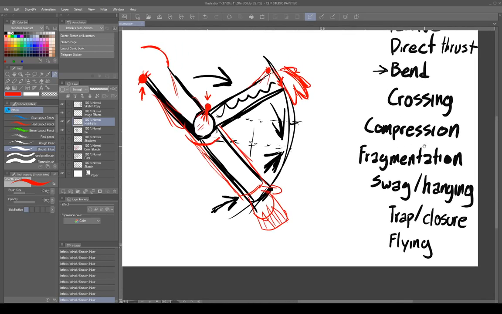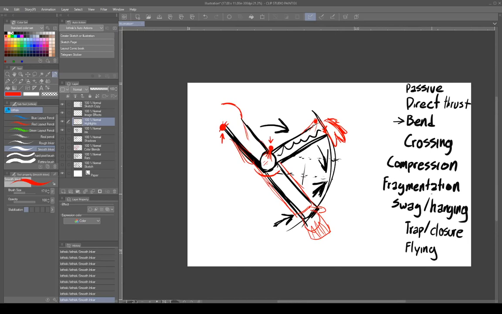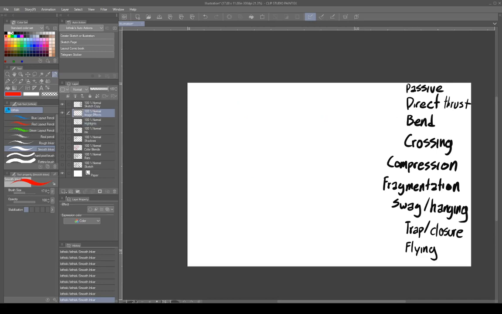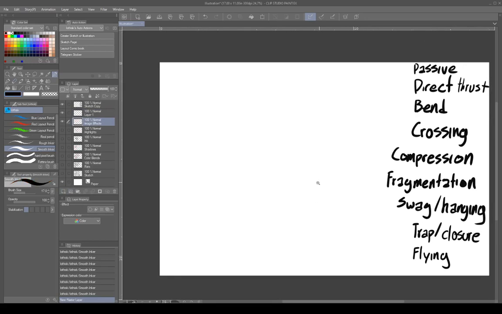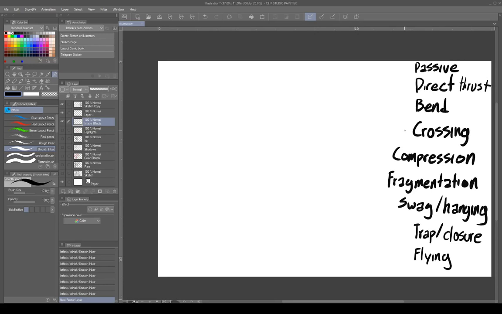All right, so bend wrinkles. Next up is going to be crossing wrinkles. All right, crossing wrinkles. I'm going to pull these up at the same time because they have a lot of similarities, crossing wrinkles and compression wrinkles, right?